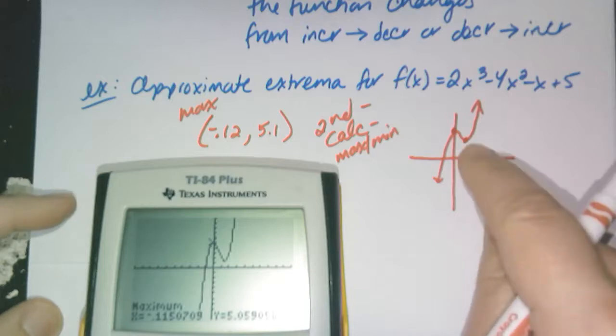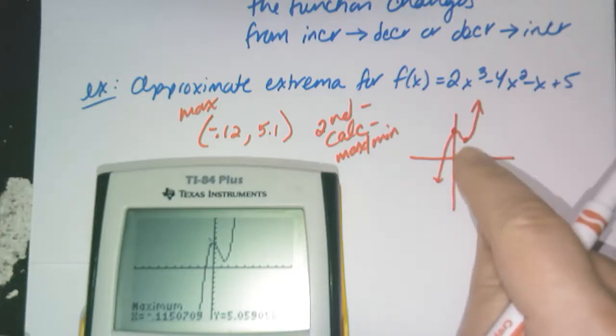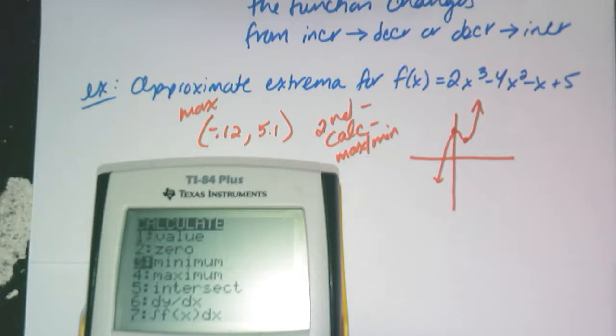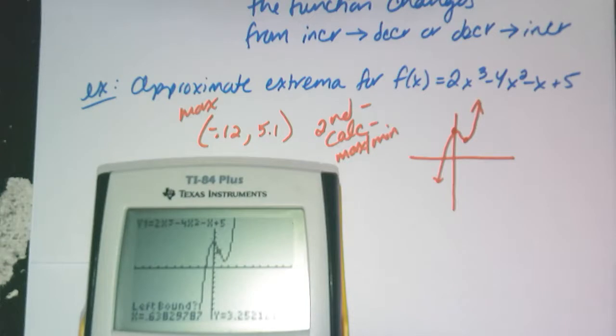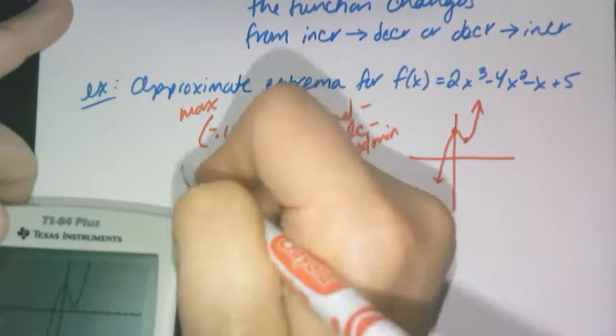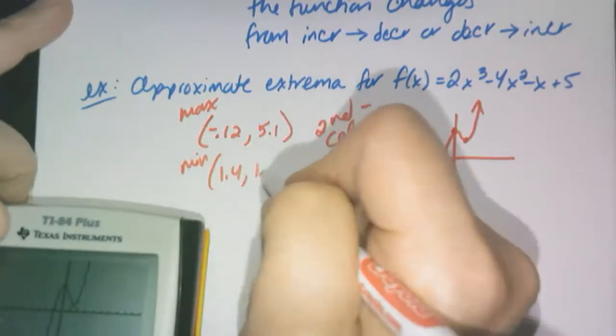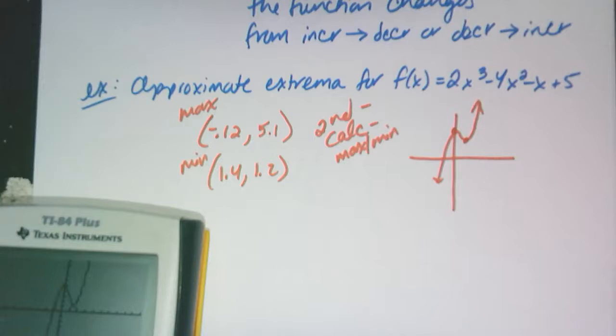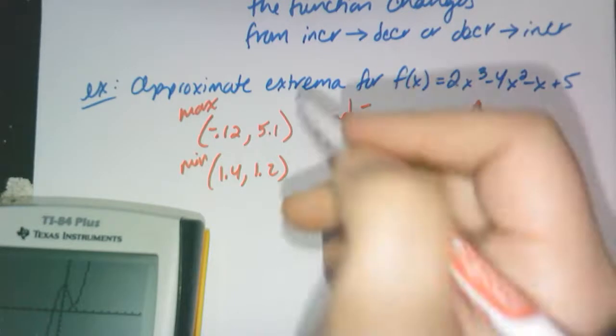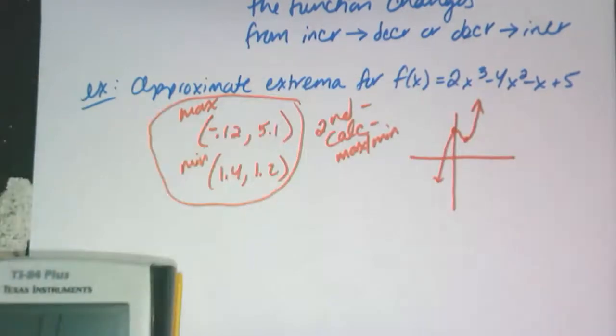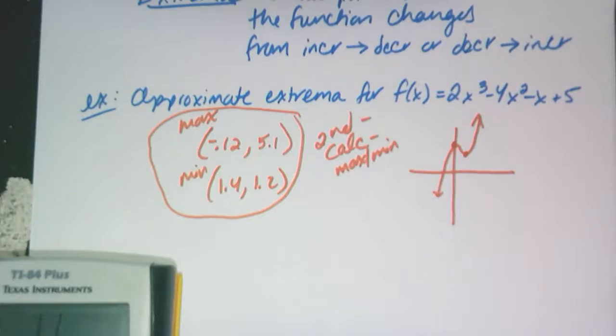All right, now let's try to find this one. Same thing. This one, though, is a min. So you hit second calc, min, go to the left of it, hit enter anywhere, go to the right of the bump, hit enter. Once it comes up, guess, hit enter again. And I got 1.4, comma 1.2. Is that what you all got? Easy, right? Easy peasy. This isn't hard stuff. That's what you'll have to do on the second part of your homework tomorrow.